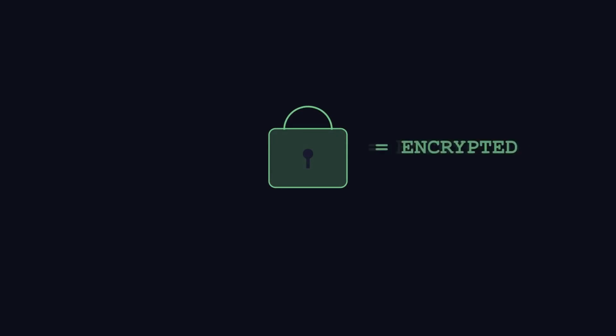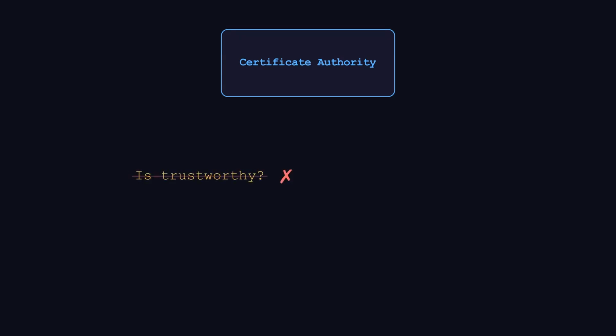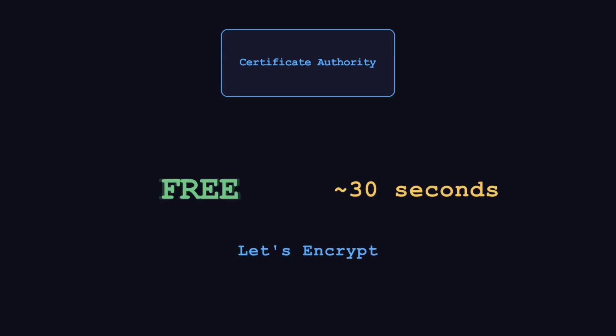The padlock means your connection is encrypted. That's it. It does not mean the website is safe. A phishing site can have HTTPS. A malware distribution site can have HTTPS. Certificate authorities don't verify whether a website is trustworthy. They verify whether you own the domain. And getting a certificate is free and takes about 30 seconds with Let's Encrypt.